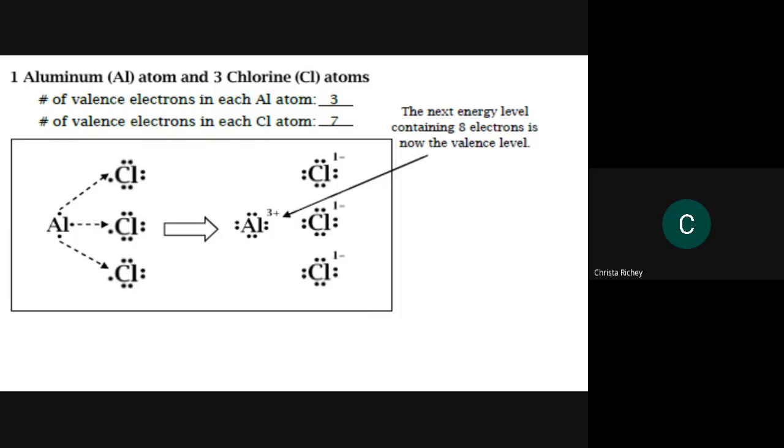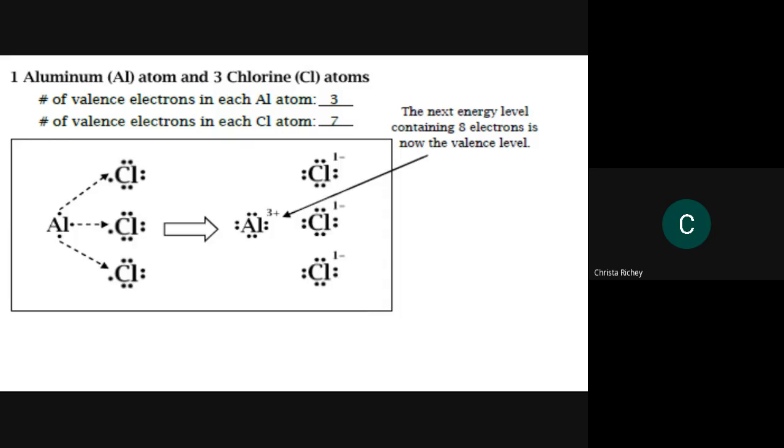Aluminum is in group 3. What is its charge? Okay, it's going to end up being positive 3 because it has 3 valence electrons. This is aluminum. I know that's its charge from the periodic table. I'm sort of cheating and showing you stuff from the future.